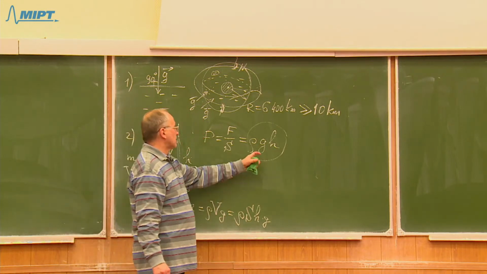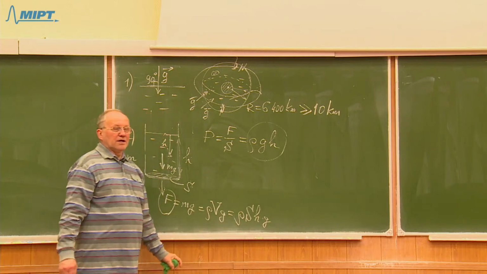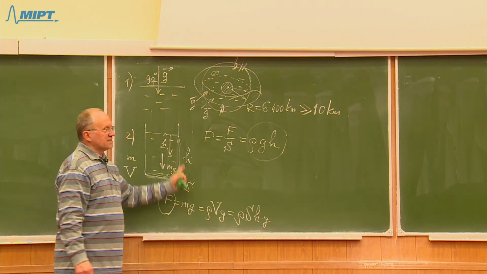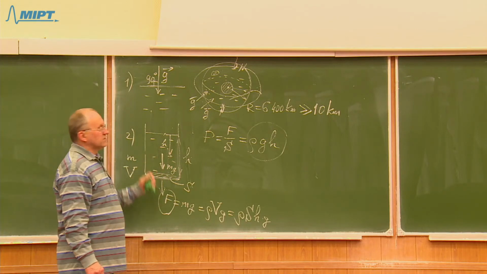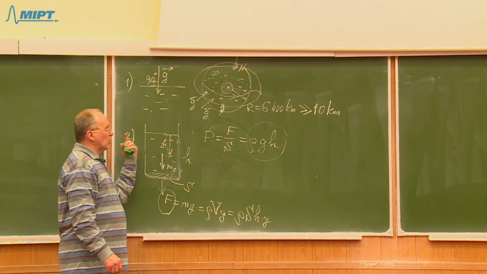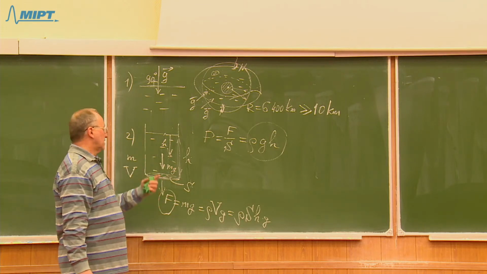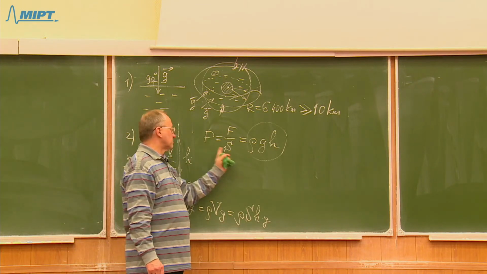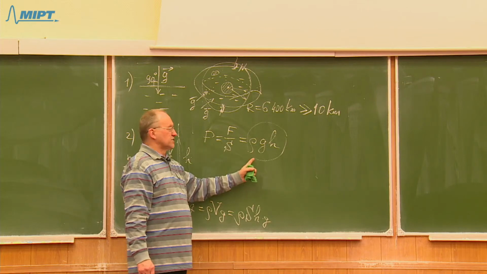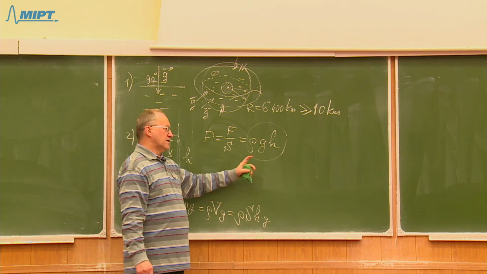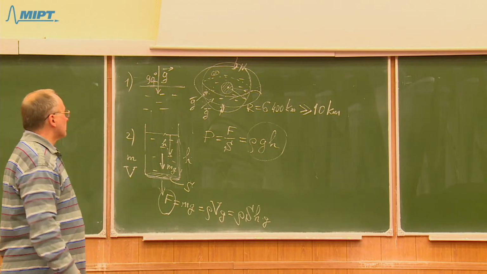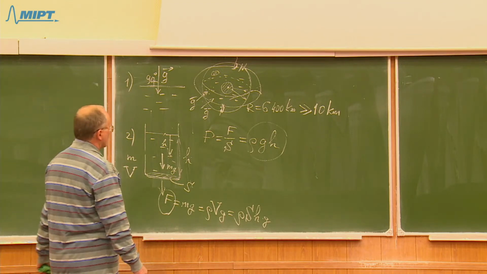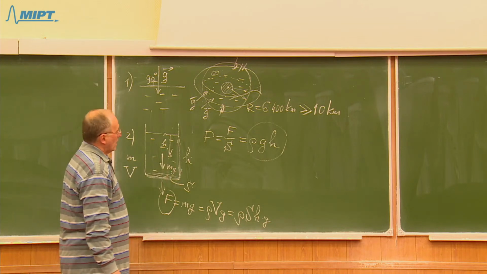Certainly this formula will be correct only if the liquid is in static equilibrium, if there is no movement of liquid inside. If there are some flows of liquid and some motion, then certainly the actual pressure will differ from this formula. But anyway, this formula will give you a good first approximation to the pressure inside.